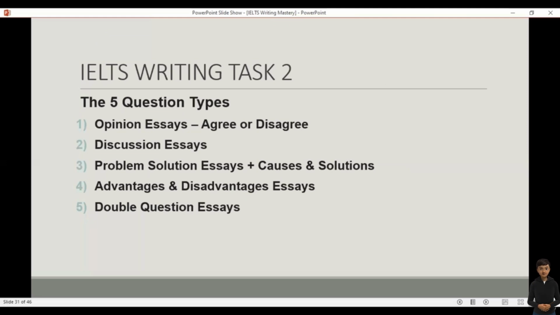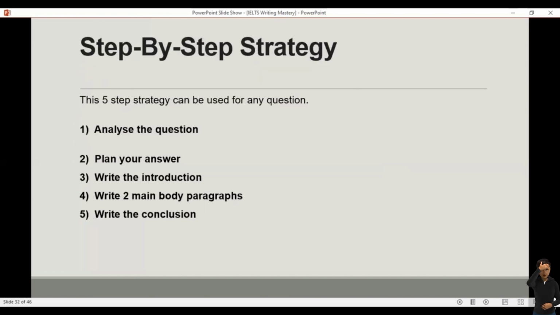The 5 question types included in Writing Task 2 are: opinion essay, agree or disagree, discussion essay, problem solution essay plus causes and solution, advantages and disadvantages essay, and double question essays, right? So all these 5 types are there. Now we will go ahead and discuss the step-by-step strategy guide.